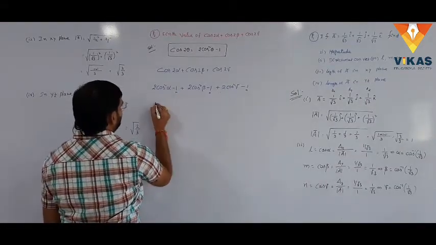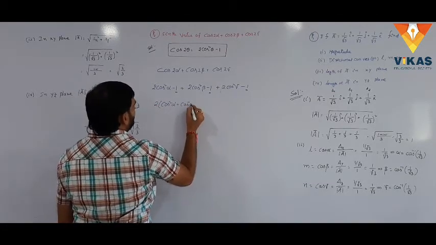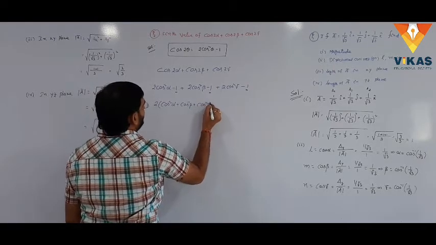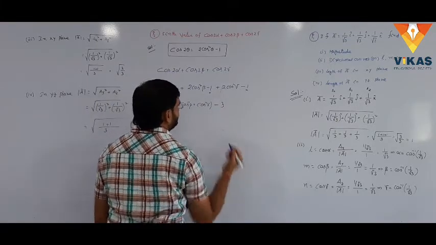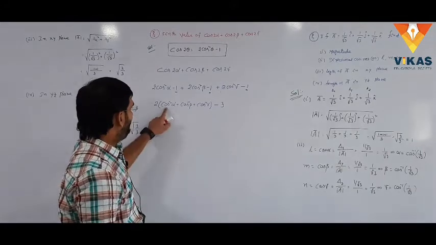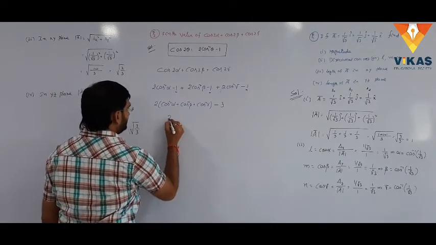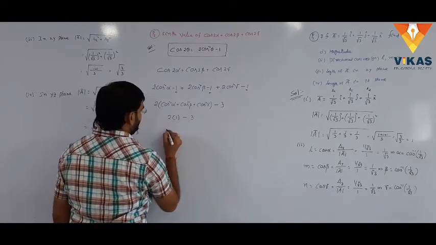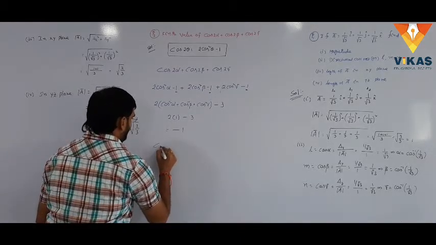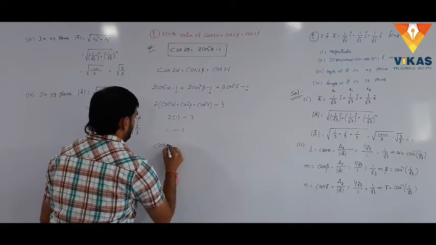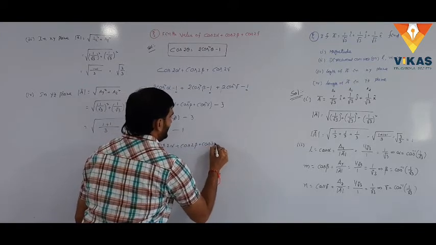Here 2 is the common. Cos square alpha plus cos square beta plus cos square gamma, minus 1, minus 1, minus 1, that is minus 3. Dear students, we know the value of cos square alpha plus cos square beta plus cos square gamma is 1. Here 2 into 1 minus 3, it is nothing but minus 1. It is very most important problem in MSET pattern. Cos 2 alpha plus cos 2 beta plus cos 2 gamma equal to minus 1.